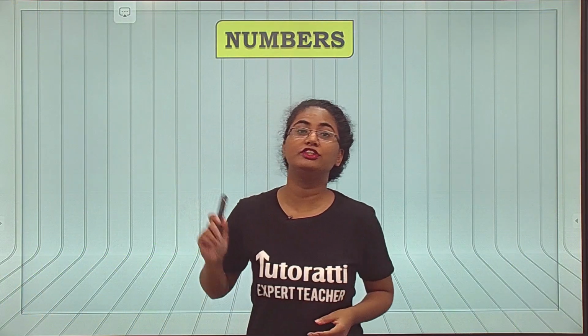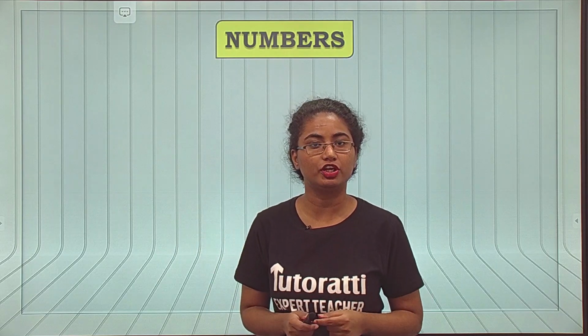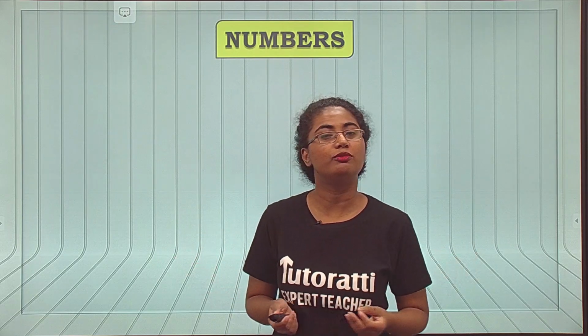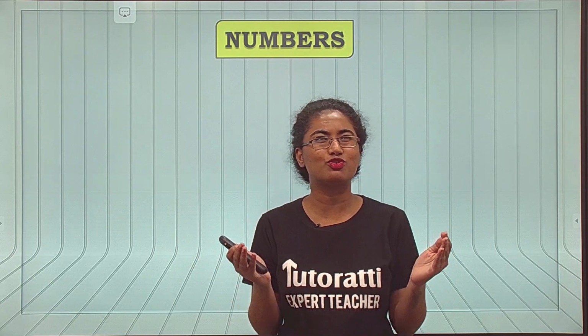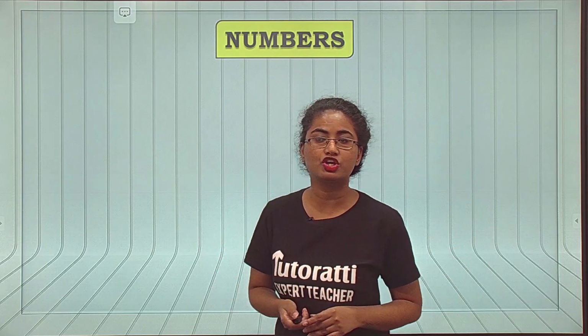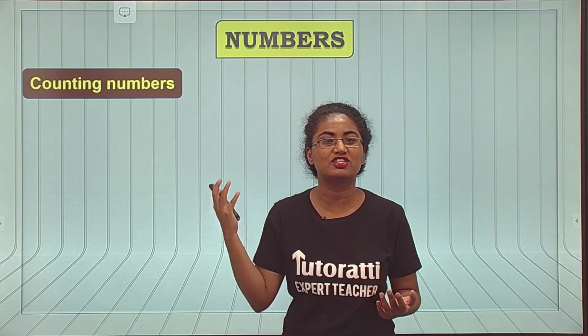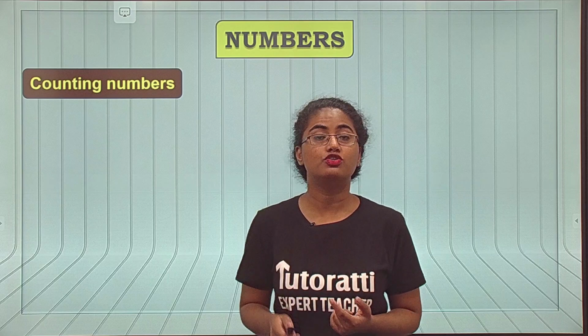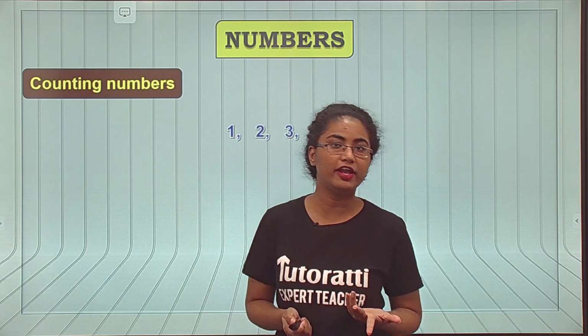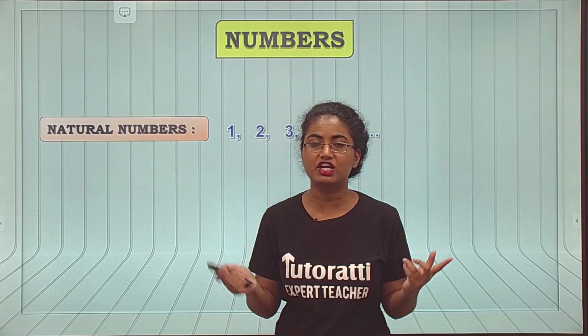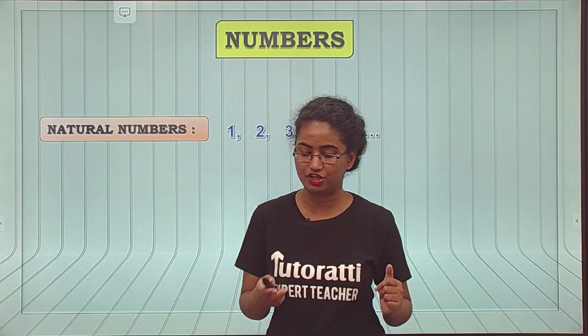Okay, so as you can see on the screen, the first chapter we'll be starting with is real numbers. Now, can you tell me what is the first thing that comes to your mind when we talk about numbers? What is the most basic application of numbers? The most basic application of numbers is counting. Excellent, counting. So how do we start counting? 1, 2, 3, so on, right? So what are these counting numbers known as? Natural numbers. They're known as natural numbers.